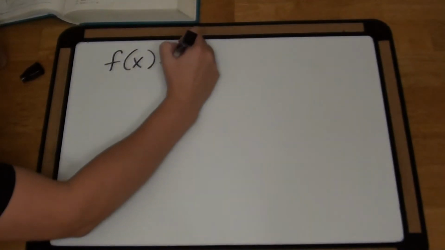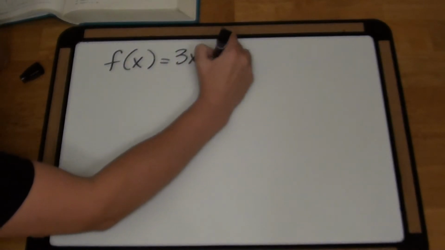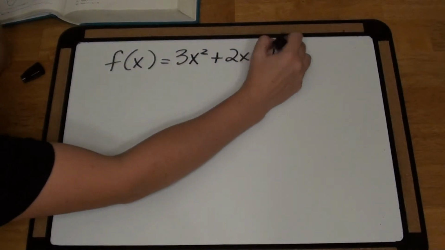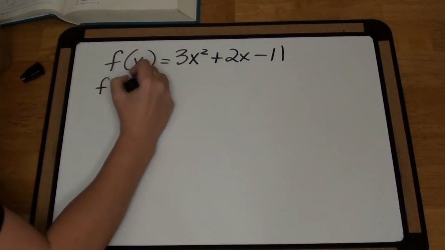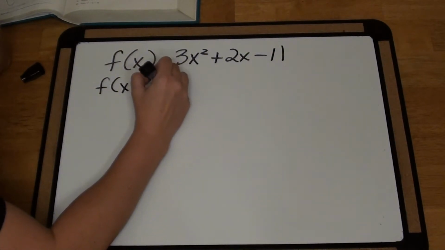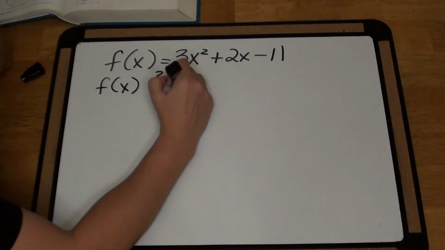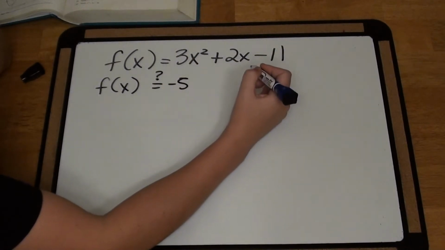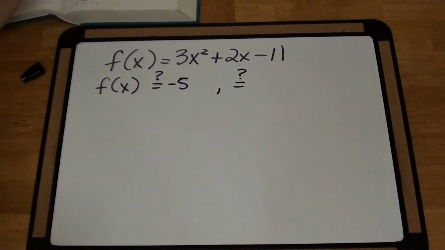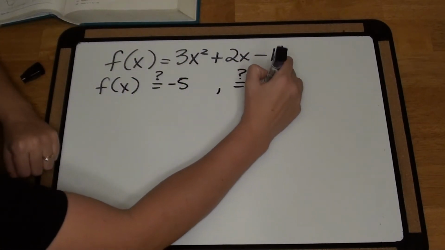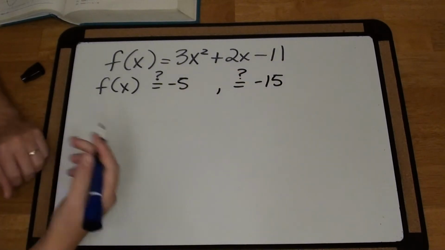All right. Example 2 says if f of x equals 3x squared plus 2x minus 11, they want to know, can it equal, I'm going to put a question mark over it, can it equal negative 5? Or can it equal, and that's not a mathematical symbol, I'm just making that up, negative 15? Is that possible? And so how do we do this?